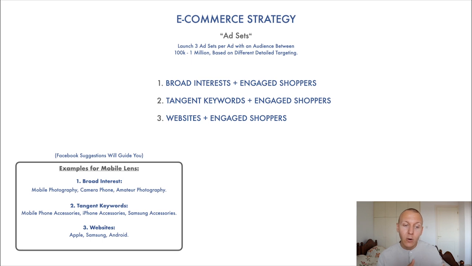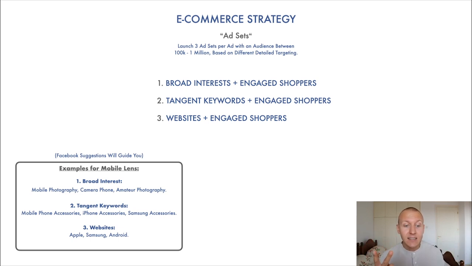If we look to the lower left, we can see some examples. So let's say that we're selling a mobile lens. We're going to have one broad interest that is going to be a broad focus. So we're going to aim for topics such as mobile photography, camera phone, and amateur photography. These are really wide interests, right? So we're getting a wide targeting.